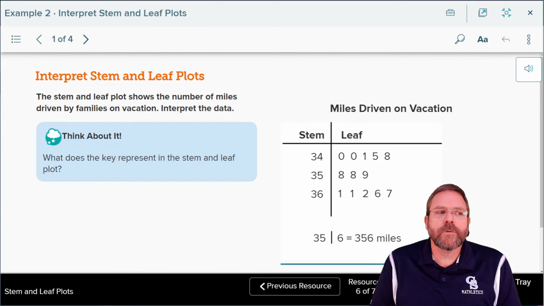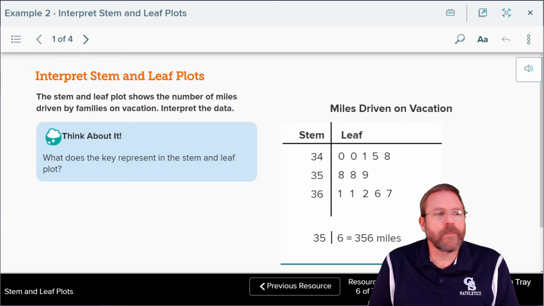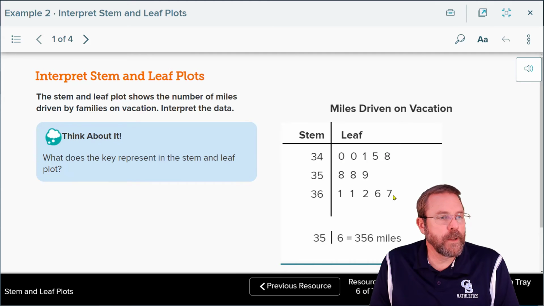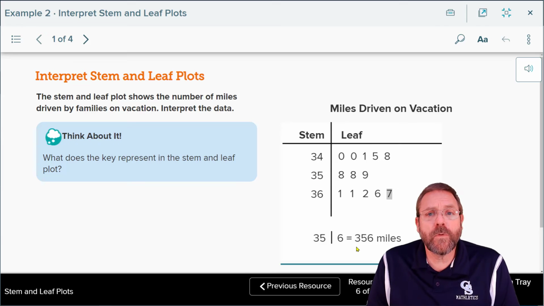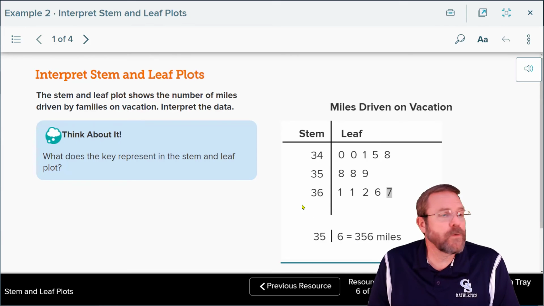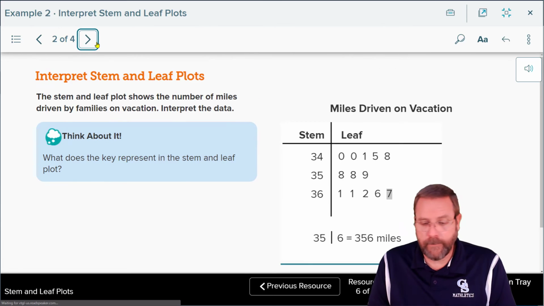Example 2 takes our study of stem and leaf plots a little bit further. And if you look at the key they have right here, they said 35 bar 6 equals 356 miles. So that was the case. Then this one right here, this would be 340, 341, 348, down here 367. Really simple. You just got to be able to look at the key, and the key is going to tell you exactly what the data values are that you're looking at and how they're going to end up working.